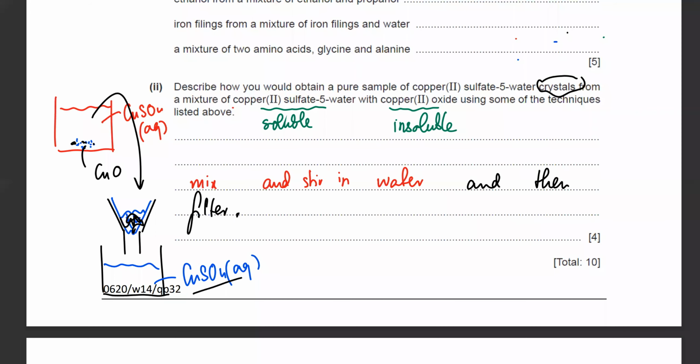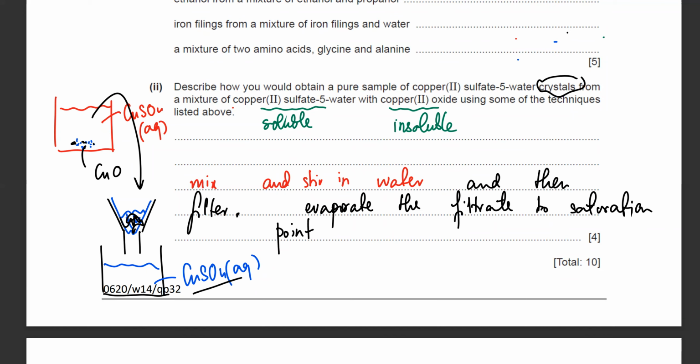So this is exactly the last part that you're going to write. This is called the filtrate. So you're going to write that evaporate the filtrate to saturation point. Remember, use the exact word filtrate. It's a 4-mark question. You have to be careful. You have to sound scientific. That's the first thing. So evaporate the filtrate to saturation point and cool gradually.